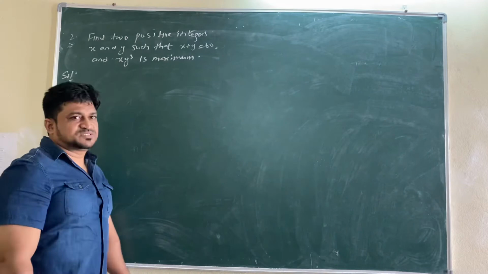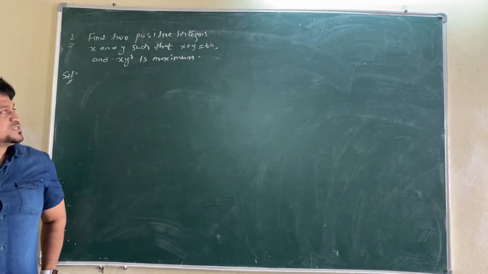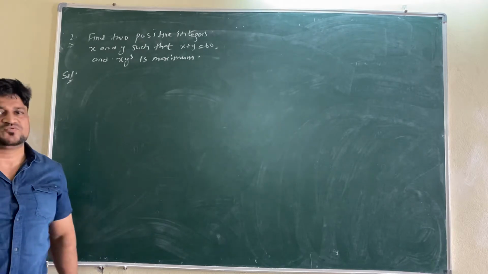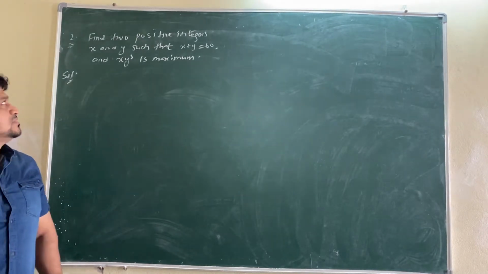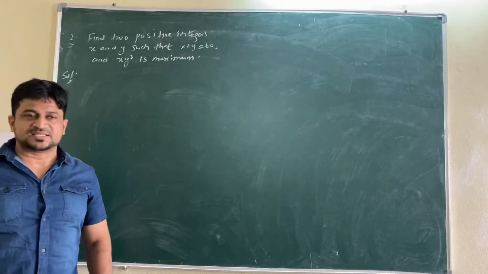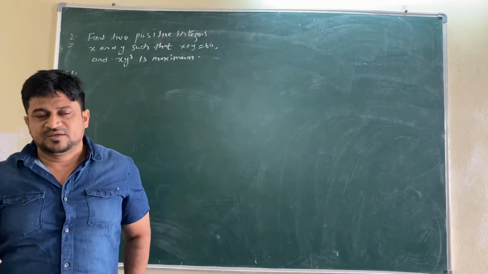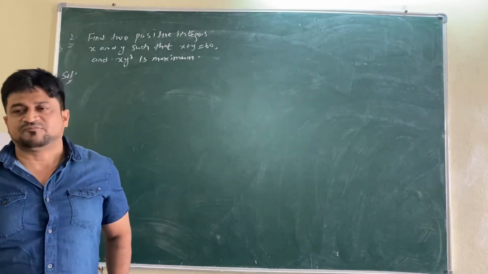What is given to us? Find two positive integers x and y such that x plus y equals 60 and x into y cube is maximum. By seeing that word maximum, you have to come to the conclusion that we need to find maxima or minima. For that, we have to consider f of x.